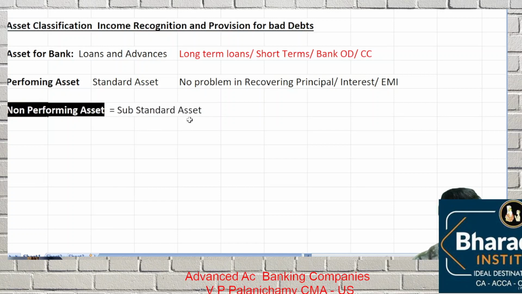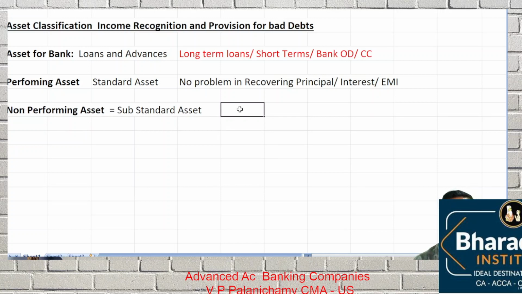Then non-performing assets are known as substandard assets, which means there is a problem in recovering that money, or there is an issue in recovering either principal or interest. They are known as which assets? Substandard assets. The assets where there is some problem in recovery of cash or interest or principal amount or EMI. It can be anything. There's a problem in recovering the money. They are known as substandard assets.